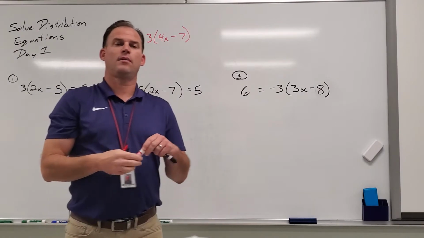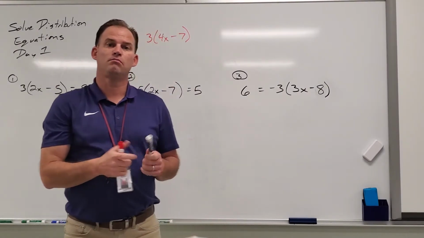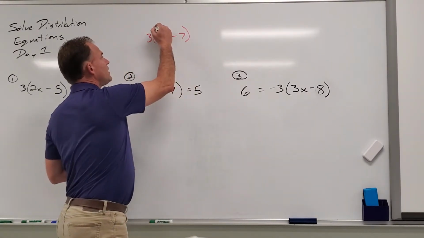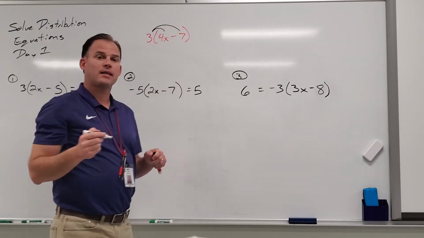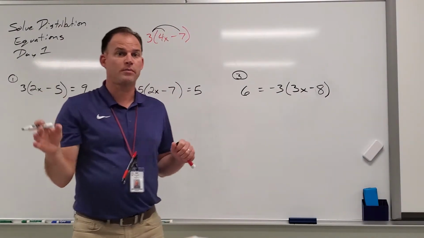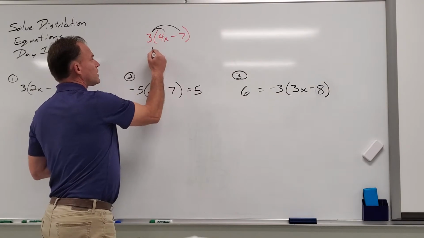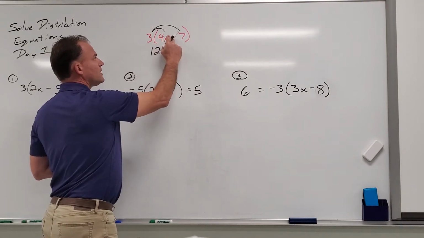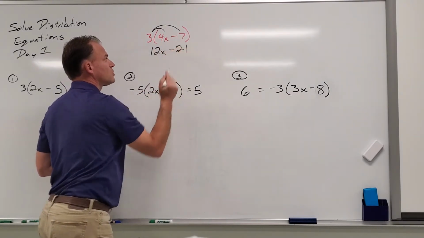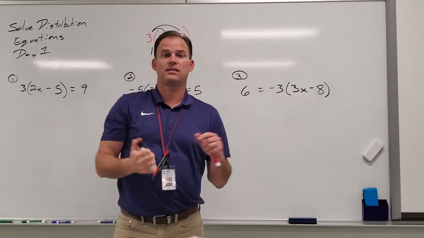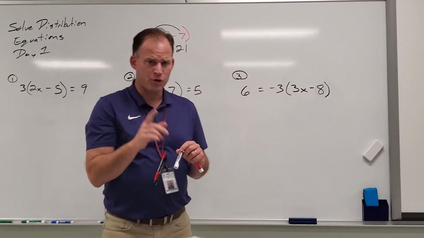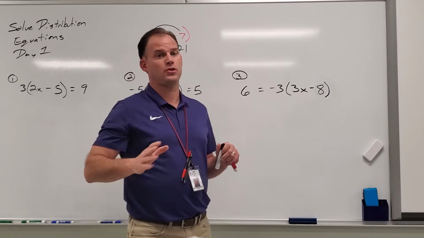Distribution means you take the number that's in front of the parentheses and you multiply it by everything inside the parentheses. You multiply, you distribute. So 3 times 4x would be 12x. 3 times negative 7 would be minus 21. That's distribution.